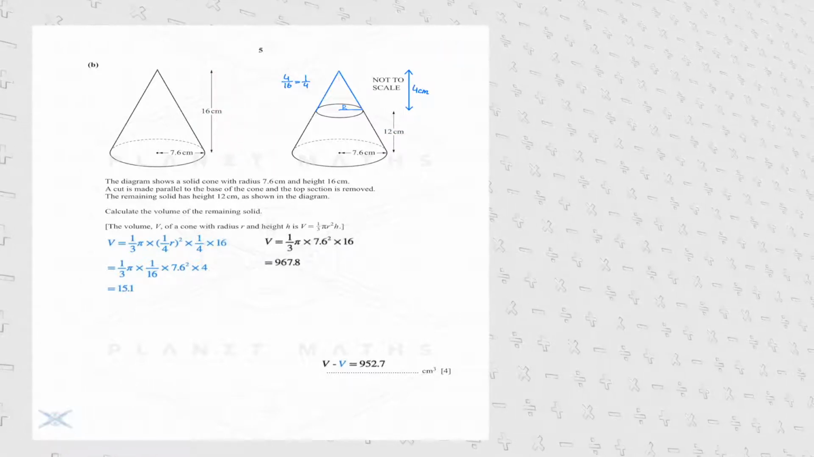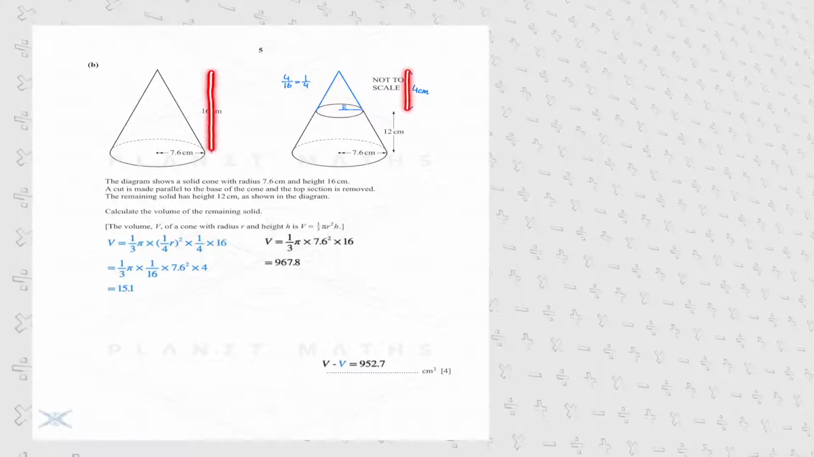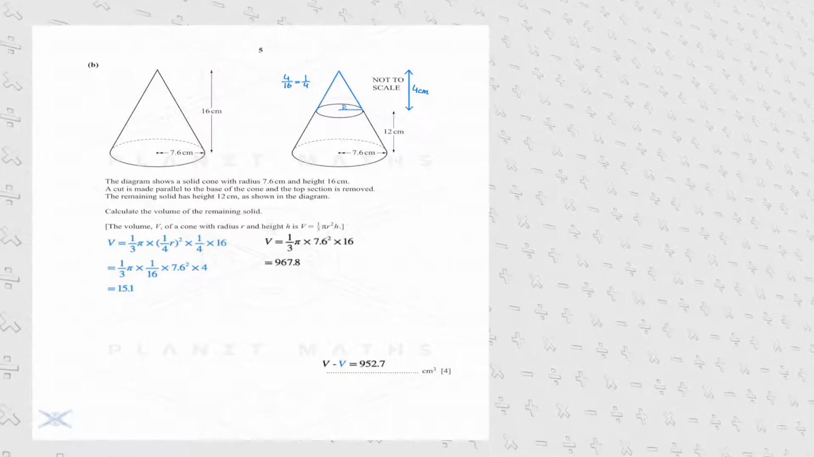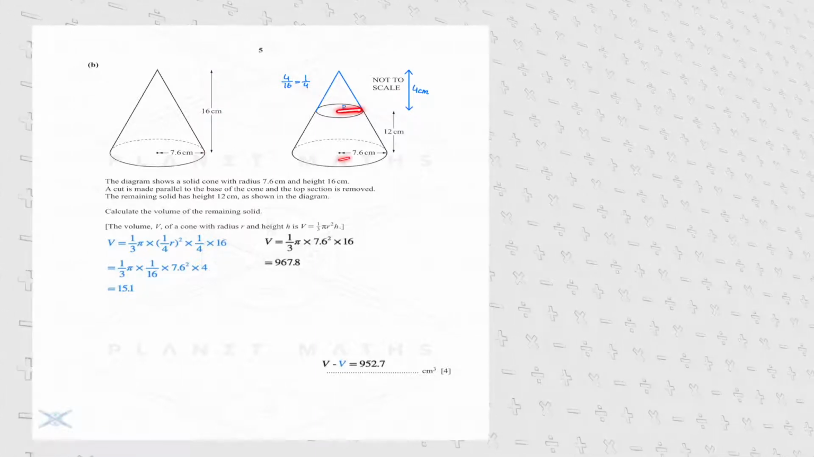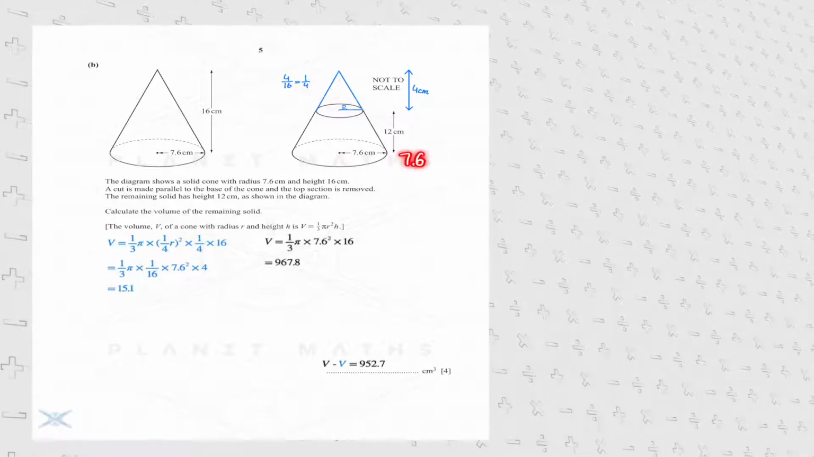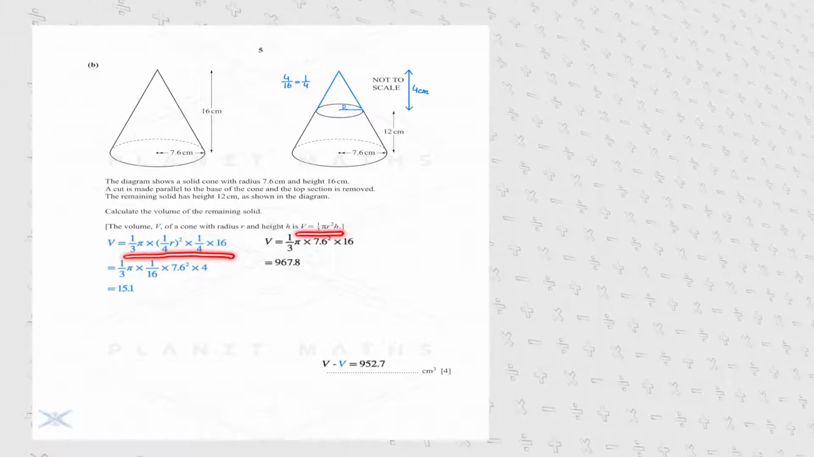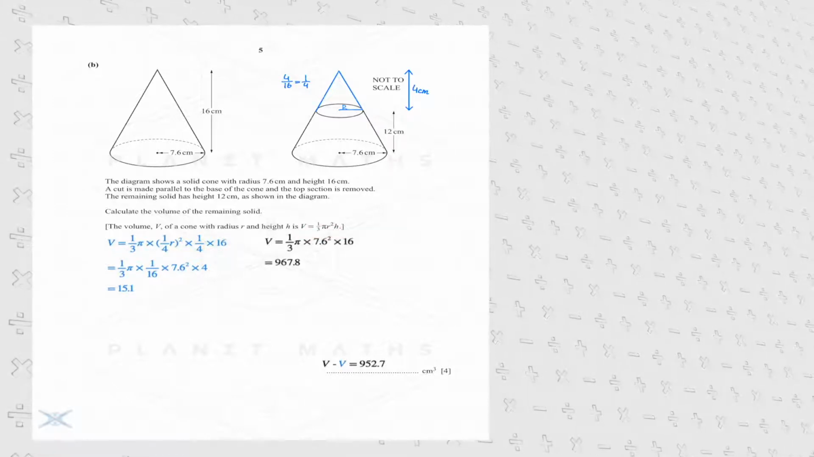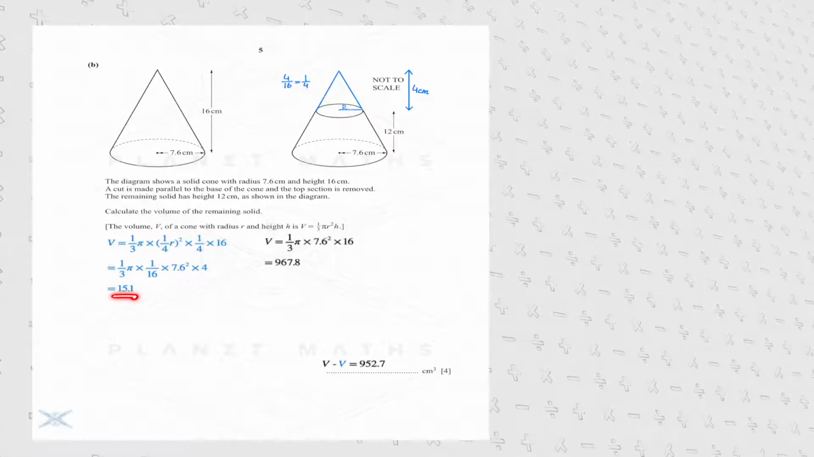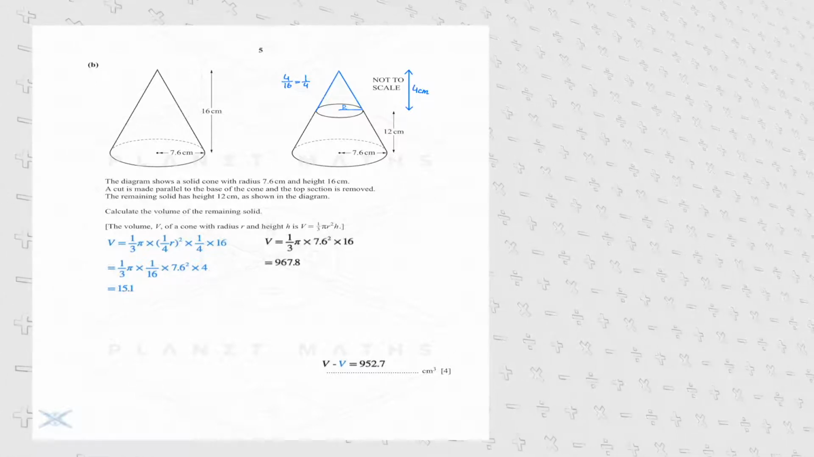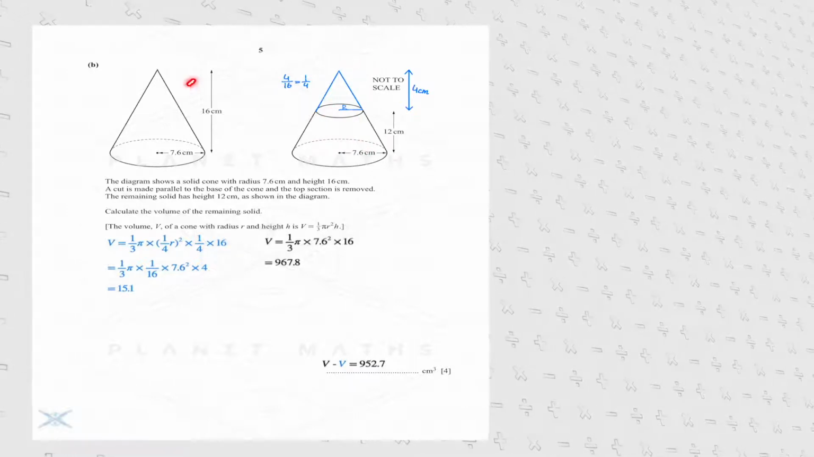Additionally, working out the ratio between the height of the smaller cone and the height of the original cone, we can determine that the ratio of those is 1/4. Therefore, the length of the radius can also be determined by multiplying 7.6 by 1/4. Plugging those values into the formula as provided lets us conclude that the volume of the cut-off small cone is 15.1 centimeters cubed. To now calculate the size of the remaining solid, we simply subtract the volume of the smaller cone from the volume of the entire cone.